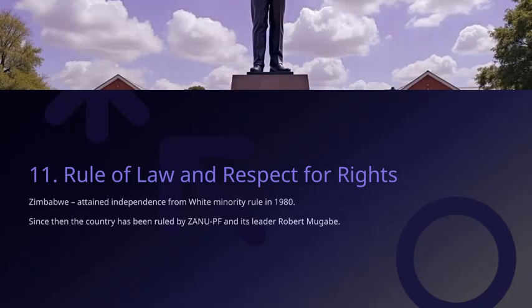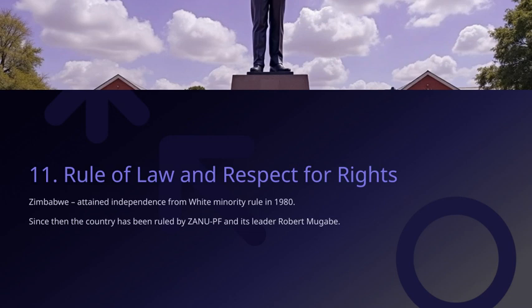Let's take a look at Zimbabwe and its journey with the rule of law and respect for rights. Zimbabwe gained independence from white minority rule in 1980, marking a significant milestone in its history. Since then, the country has been governed by ZANU-PF, with Robert Mugabe serving as its leader for many years. This transition was a crucial moment, but it also set the stage for ongoing challenges related to governance, human rights, and the rule of law.